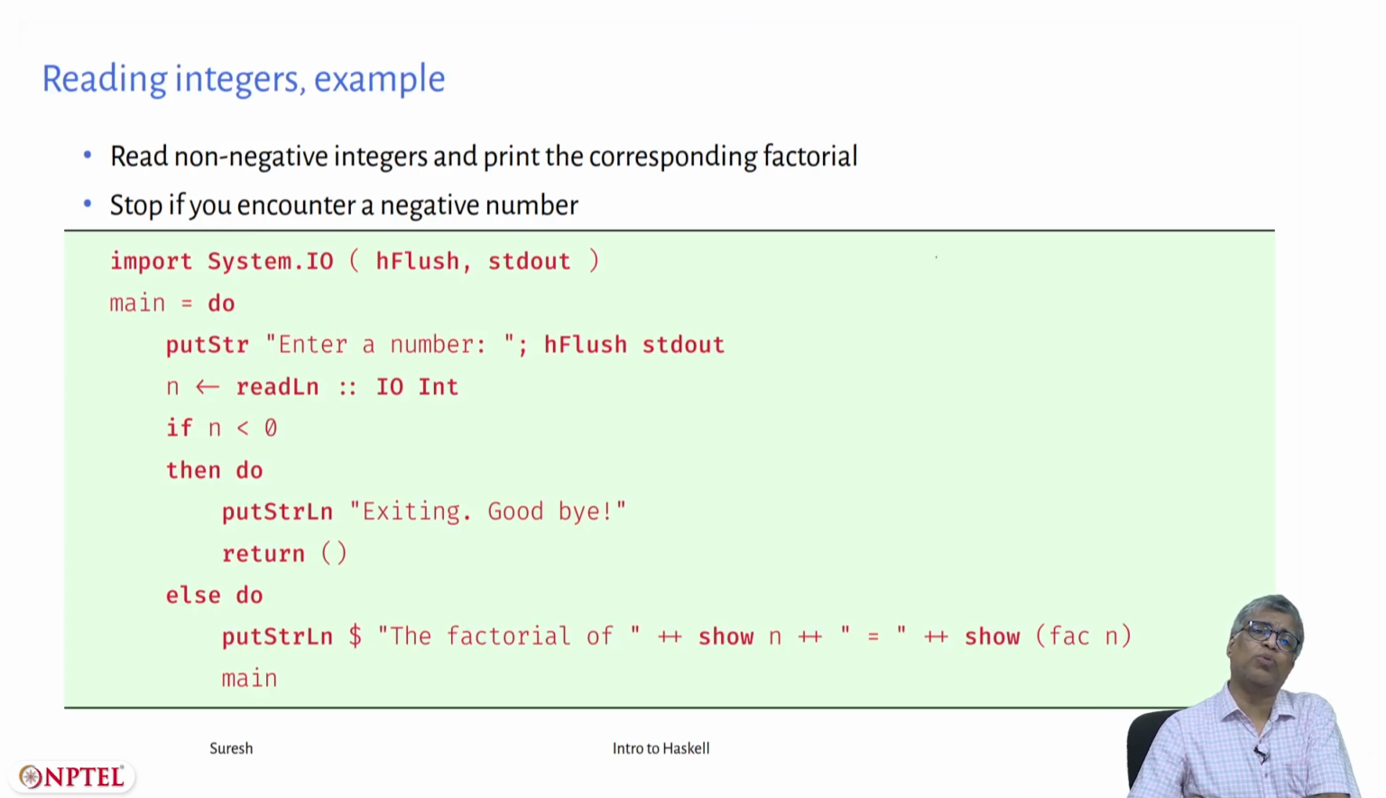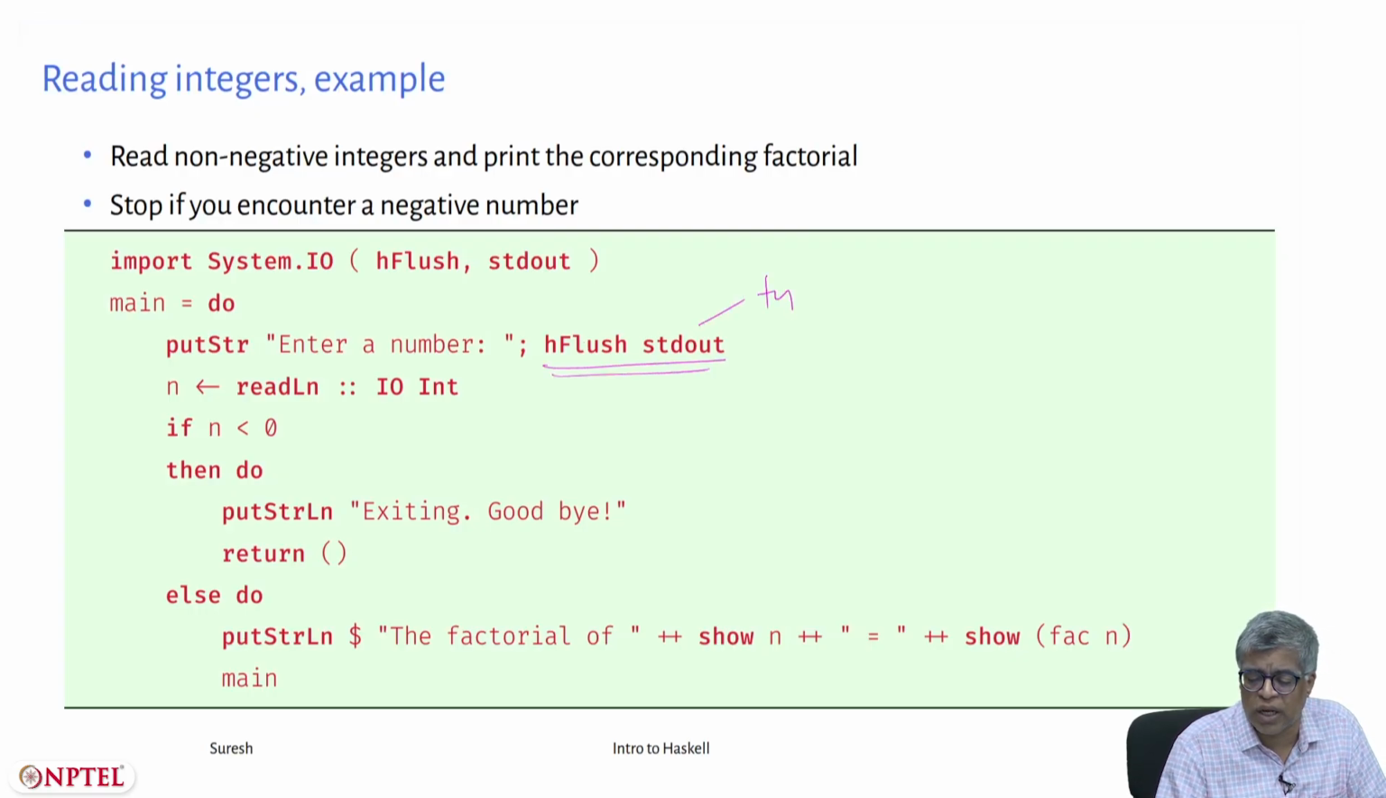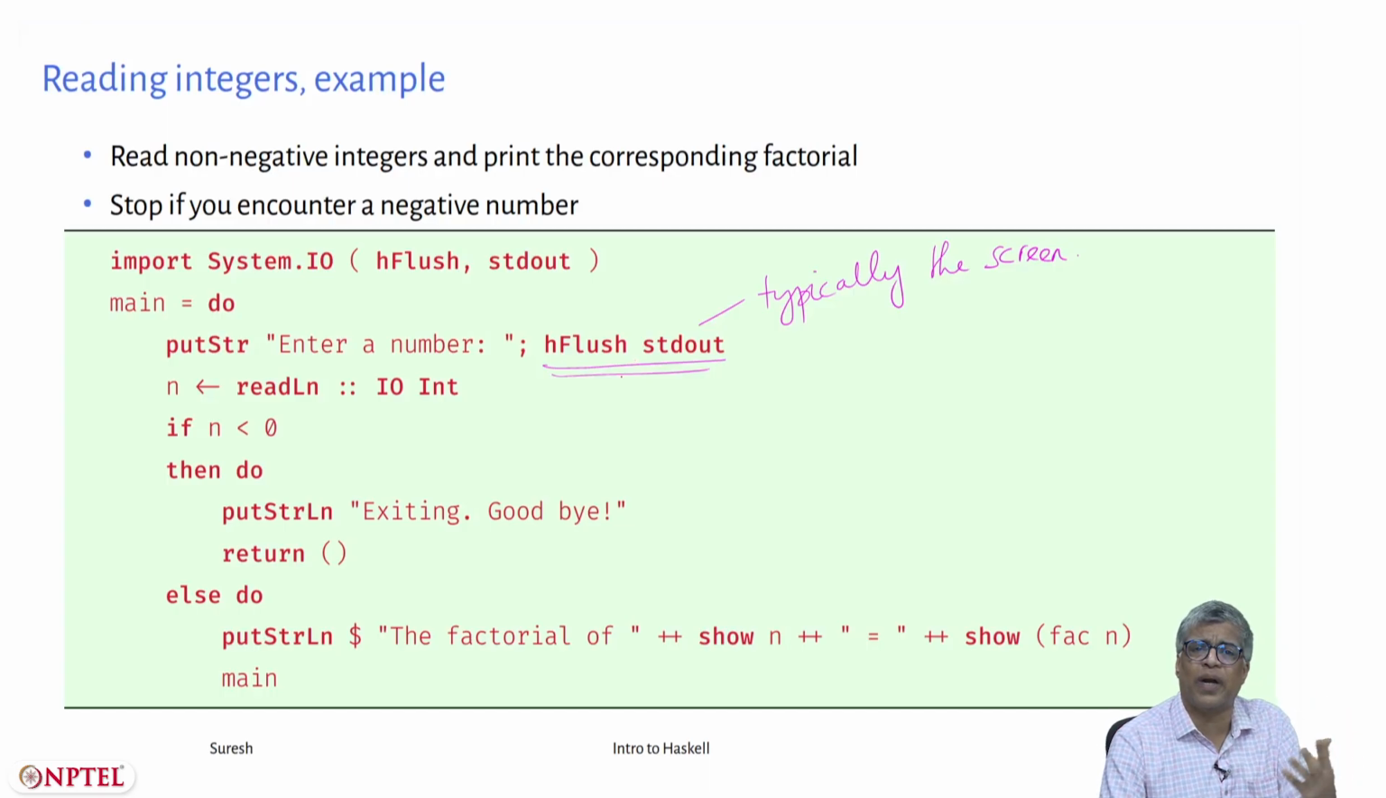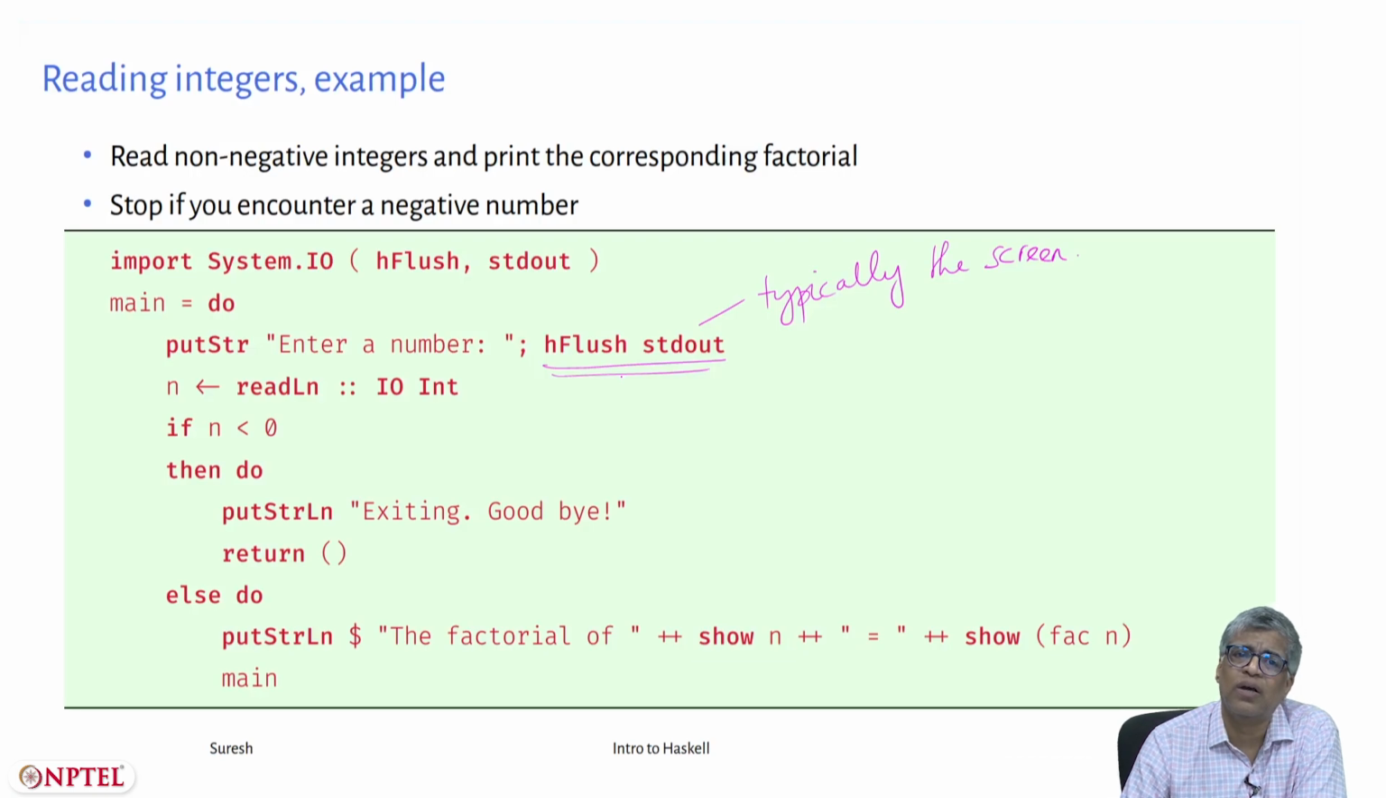Therefore, you have to explicitly do some system thing called hFlush stdout. Stdout is the name of the standard output device, as it's called in Unix, the place where all output should go, and this is typically the screen. hFlush is just a kind of instruction to the operating system in some sense, or to the underlying ecosystem. So hFlush is not part of problem solving in Haskell, but it is part of some kind of management that you need to do when you are working in a computer system.